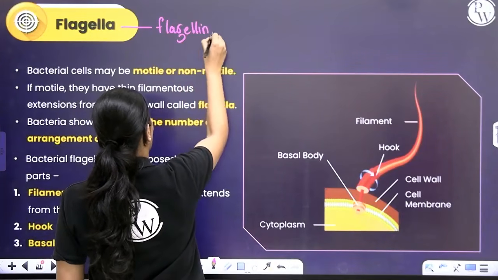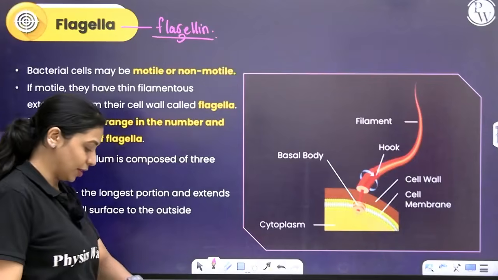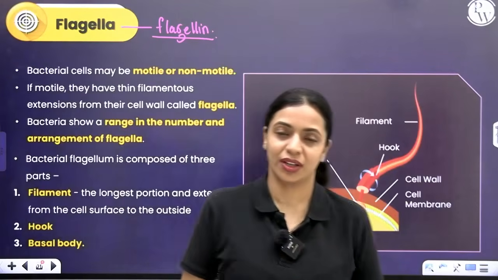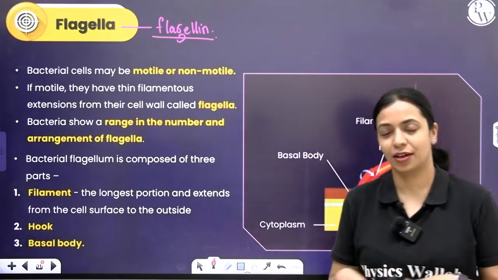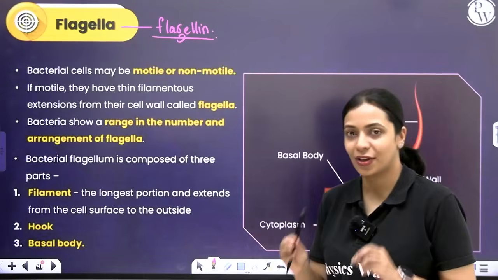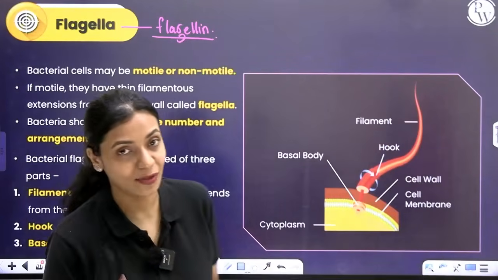Even in eukaryotic cells you can find flagella, but the structure is very different. We'll learn about that also when we discuss eukaryotic structures. But for now, understand that the structure of flagella in bacteria is super simple. You have just three parts.